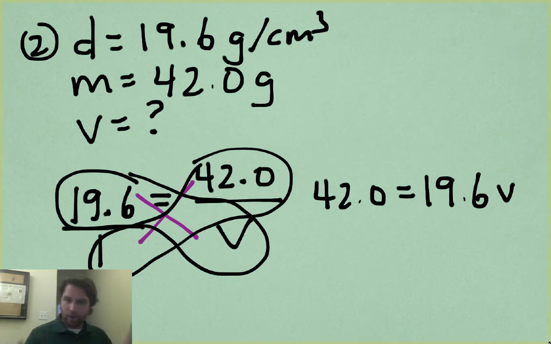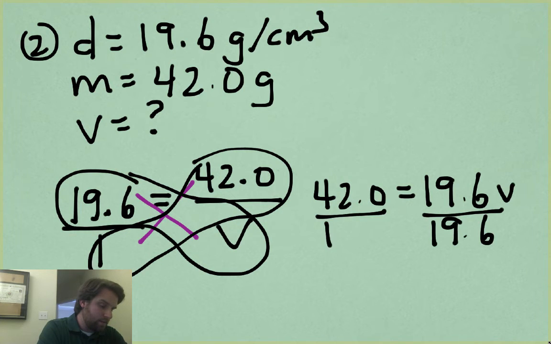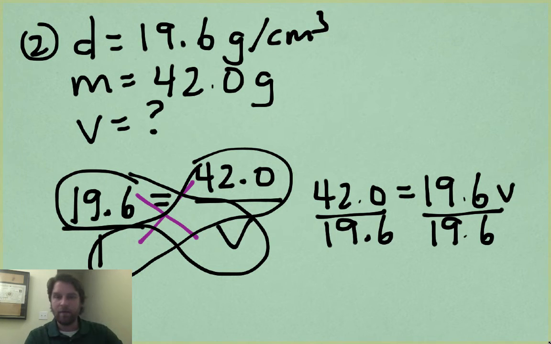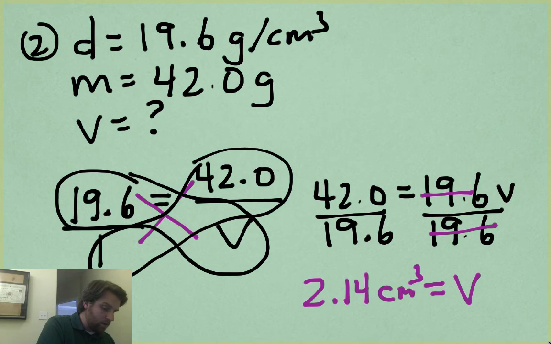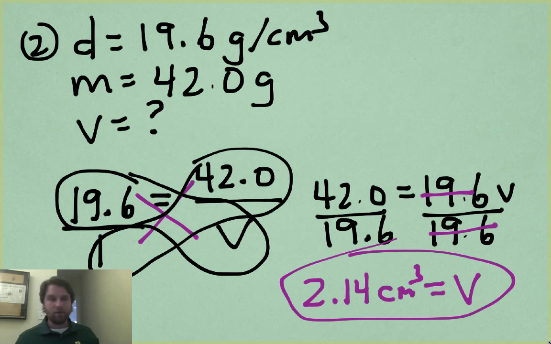Now, V or x, whatever you want to use, it doesn't really matter. So now, how do we get V by itself? We divide both sides by 19.6. Why do we divide by 19.6? Because 19.6 is multiplied by V, so to get rid of it, we do the opposite of multiply, which is divide. Sorry if you already remember this stuff. So these numbers cancel out. We're left with just V on this side, 42.0 divided by 19.6. Our answer is going to have 3 significant figures, so that gives us 2.14 cubic centimeters. That's a really easy way to do that.